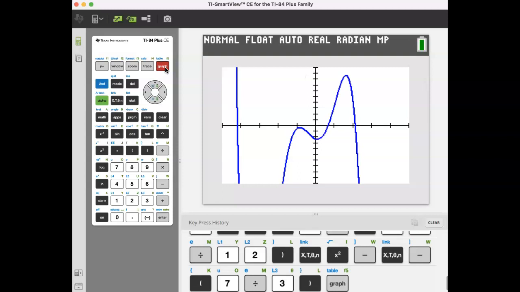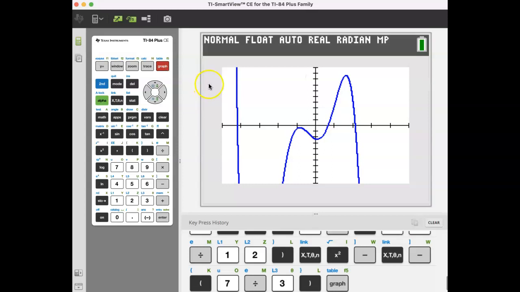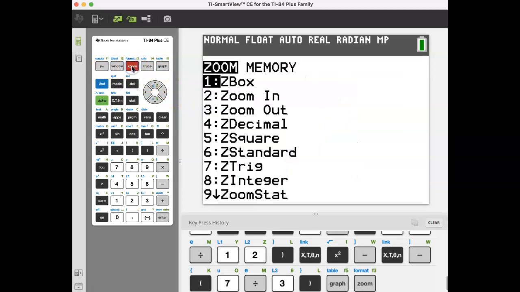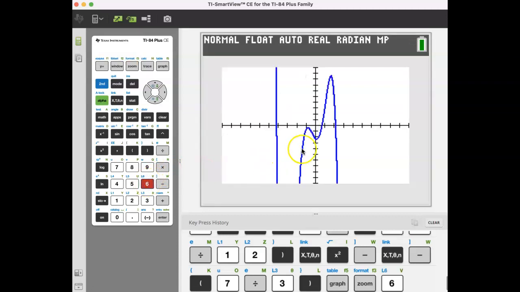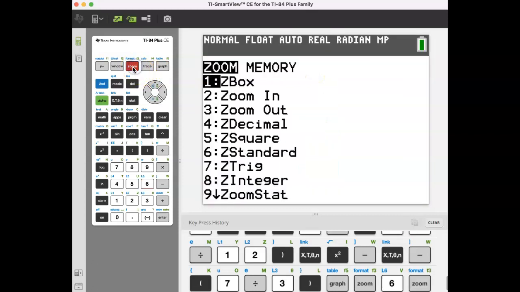Now, if you have borrowed a calculator, you've used your calculator recently, and your window is funky, go to Zoom. It's in that top row in the middle. And number 6, standard, is going to reset your window so that your x-axis goes from -10 to 10 and your y-axis goes from -10 to 10. If you would like to zoom more in or out, you can play around with the zoom window.